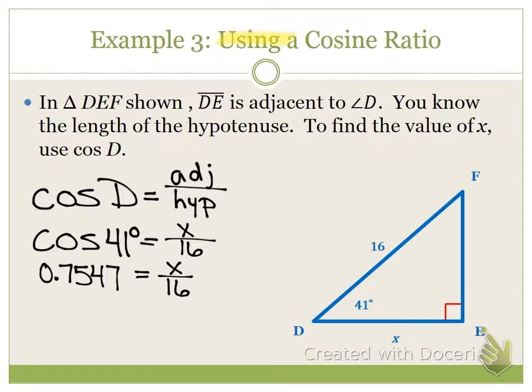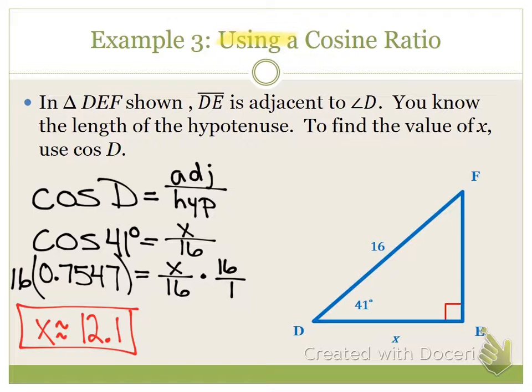And now how do I solve for x? Multiply both sides by 16, and you always round your answer to the nearest tenth. Always round your answer to the nearest tenth. Very, very rarely, I would say, if ever, these answers will come out to be even numbers. I mean, it would just be crazy, just because of how we're solving. All right, so that's how I find an unknown side length.